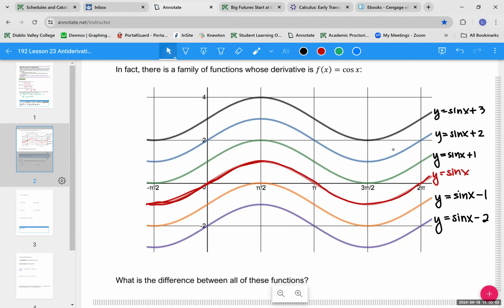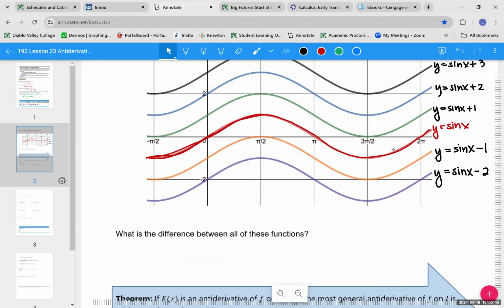Okay. And as we noted on the last page, the difference between all of these is really just the constant, right? That's being either added or subtracted. Oops, I guess I should try to make that somewhat grammatically correct, being added or subtracted.